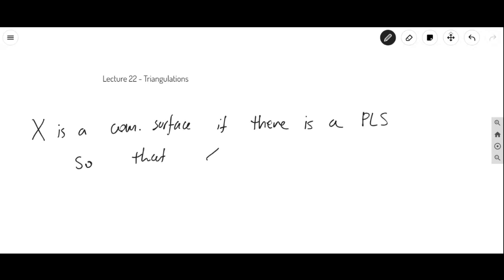We're going to discuss triangulations. And triangulations will explain to us why every compact connected surface is combinatorial. So this is the question that we have. So is it true? Well, let's just say what a combinatorial surface is. So X is a combinatorial surface if there is a proper labeling scheme so that the quotient space that you get out of that proper labeling scheme is X.